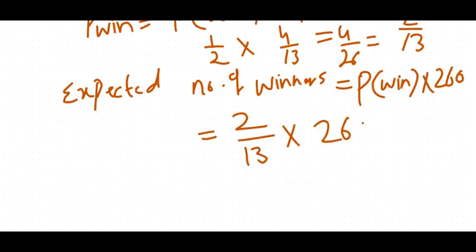So the final answer is 40. When we have 13 twos are 26, and we get 20 here, and it becomes 40. So the expected number of winners is 40 people.